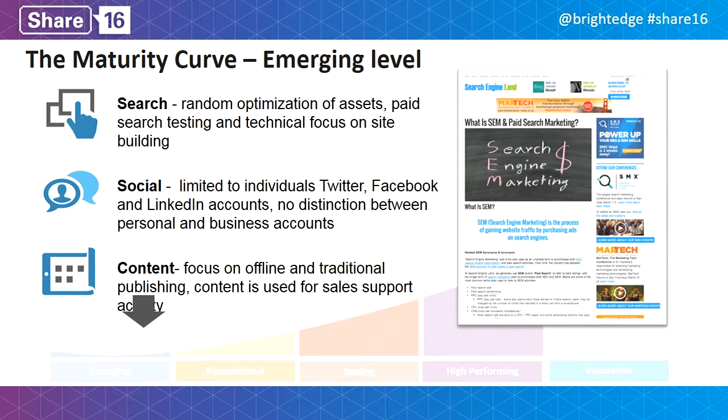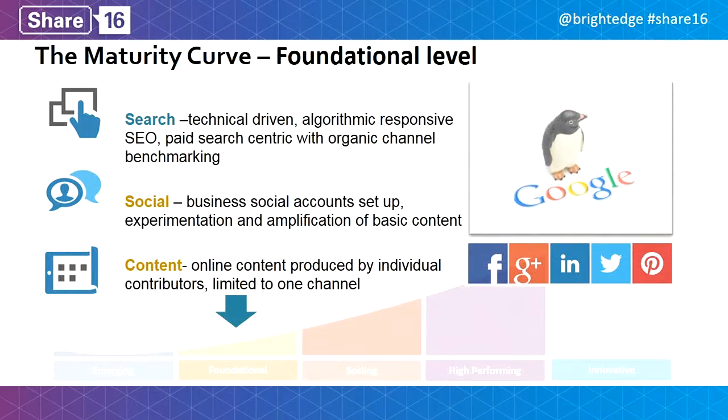The first stage of content maturity is the emerging phase. This is very focused on just getting assets optimized, doing a little bit of paid search. Social's not really that prevalent in this phase. You're probably doing some individual Twitter or Facebook for your PR or marketing department. You're doing a little bit of content digitally, but most of it's probably focused offline. So let's go to the next phase.